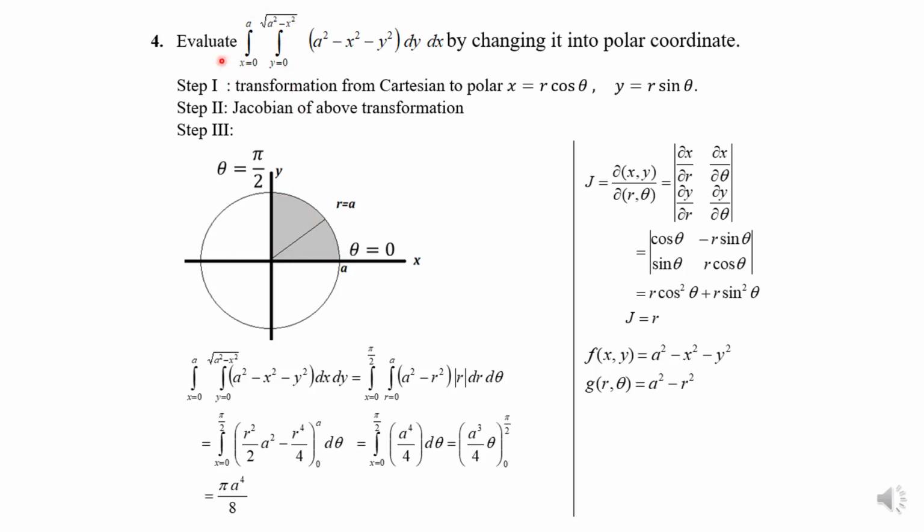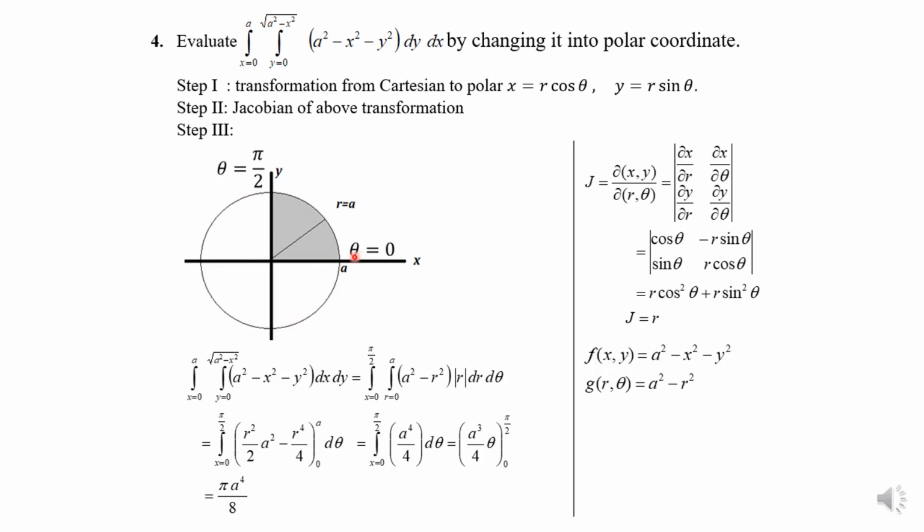This geometrical explanation is important here. I will repeat this again. Have a look. Y equals 0, so y equals 0 is this line. So y equals this quantity. If you square it, you will get y square plus x square equals a square, which is a circle. So the above line is your circle.